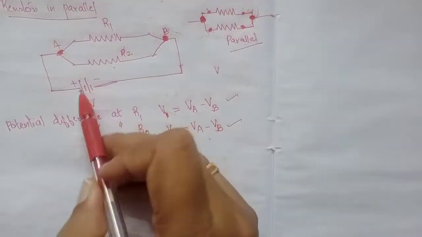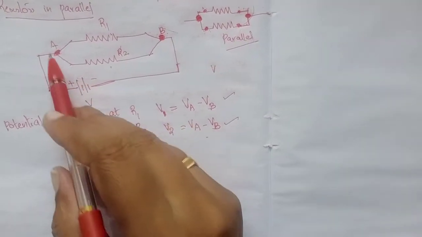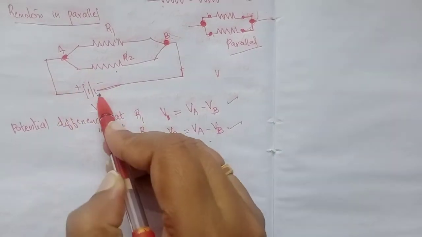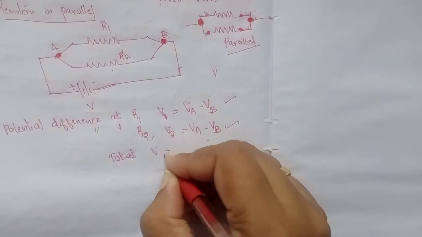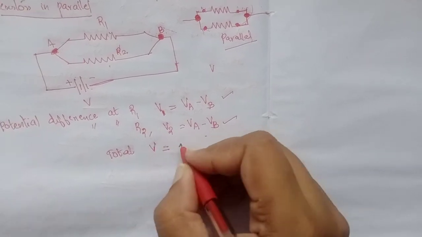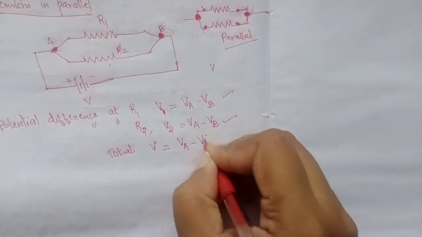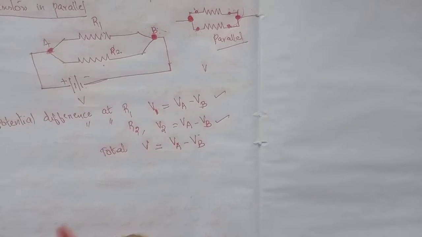Now let us find the total voltage. How is this V connected? This V is also connected between A and B. So the total voltage V will also be equal to VA minus VB. Is this clear?